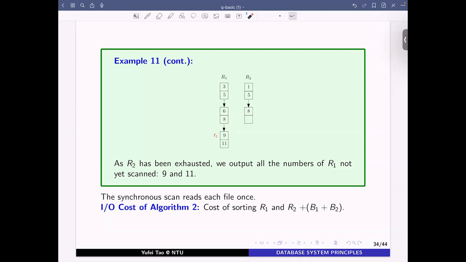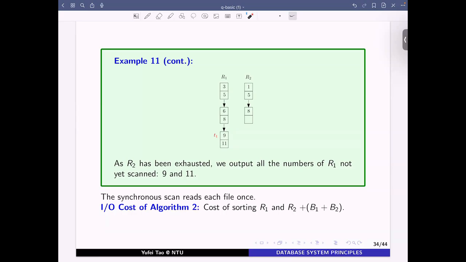So you can see this is indeed a synchronous scan. First of all, it's a scan because both R1 and R2 are scanned completely. However, it's not really like a round robin scan. It's not like I scan one relation first and then the other. It's really like an interleaving scan, where I advance a little bit in one relation and then a little bit in another relation. And which relation you advance really depends on the situation, the comparison result.